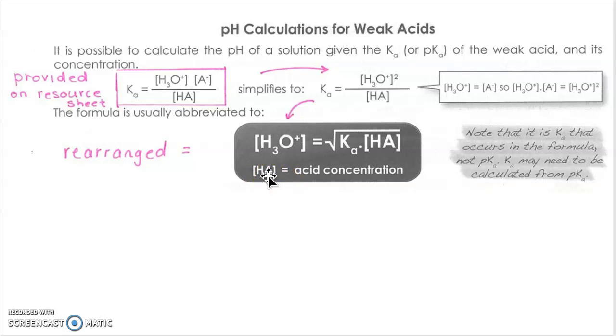And so what some students choose to do is just memorize this box. It is not given to you on your resource sheet in the exam. You will need to memorize it. So for weak acids, the hydronium concentration is always equal to the square root of your Ka times your acid concentration. Okay, I'll stop the video there. Keep it short and sweet.